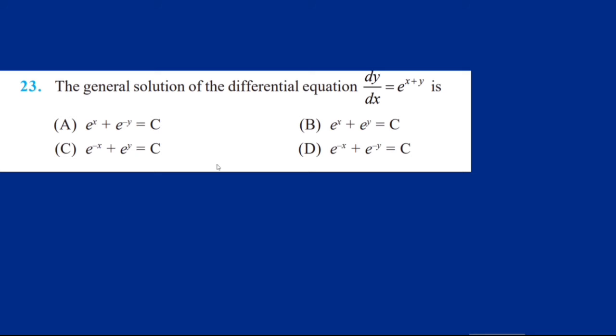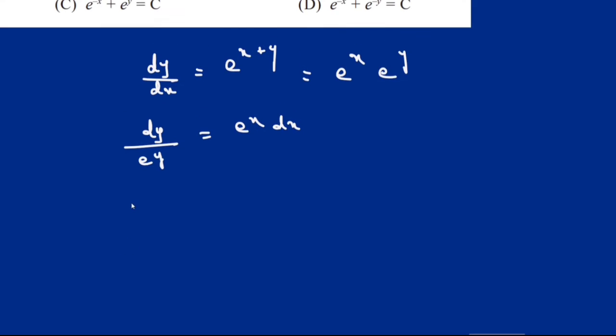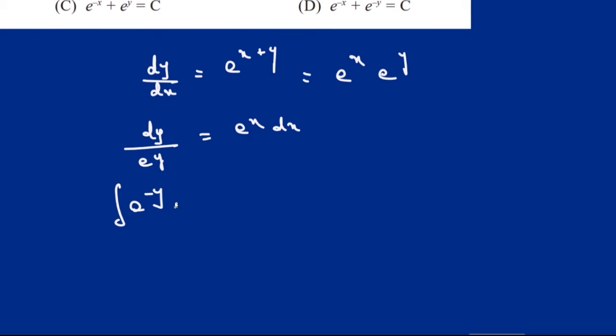The general solution of the differential equation dy by dx is equal to e power x plus y. This is e power x into e power y. Now separate the variables. So dy by e power y equals e power x dx. So this is e power minus y dy, integral e power x dx. The integral of e power minus y is minus e power minus y. This is e power x plus c.